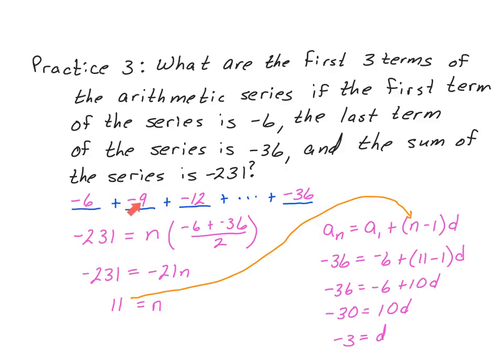And so that tells us that if we started with a first term of negative 6, subtracting 3 from that gives us negative 9 for our second term, negative 12 for our third term, and that would continue on for a total of 11 terms, and then your 11th term would be negative 36.